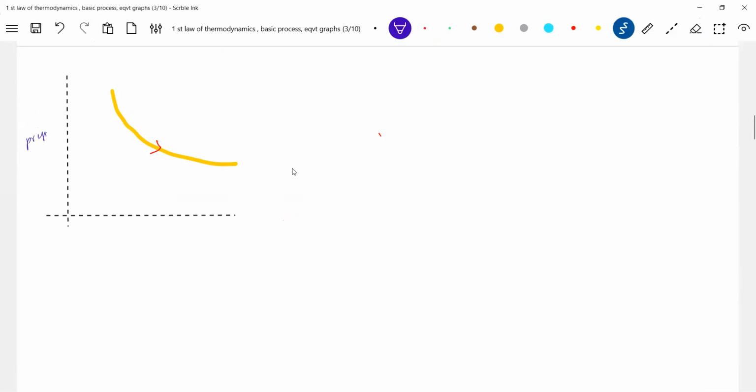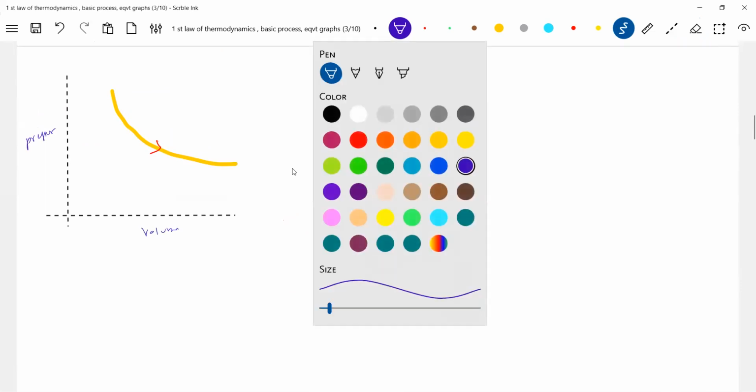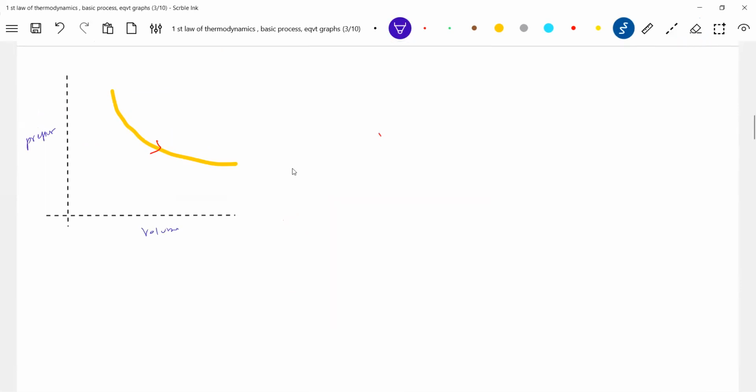Yeah, there's the pressure. There's the volume. Okay, now what about the work done? I think again we can't find out the area, no? So there's the pressure P2. So P1, V1, V2. So there's a pressure P2. This will be pressure P1.